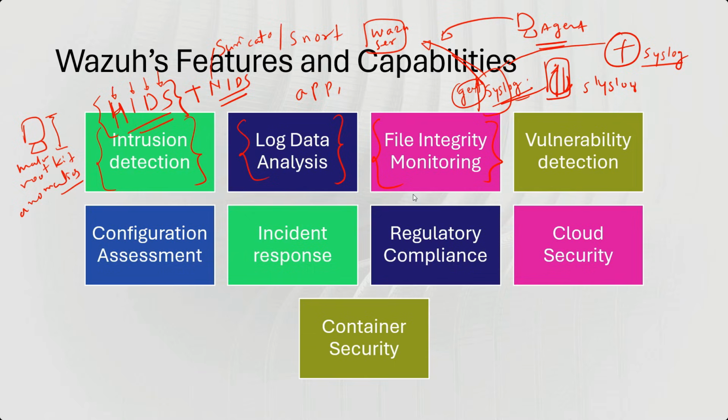This is also helpful, in fact, for different compliances. This is very important for PCI DSS. It is one of the very important requirements for PCI DSS compliance as well. So this becomes very important. We can also combine this capability with threat intelligence to take it ahead. So the next feature is vulnerability detection.